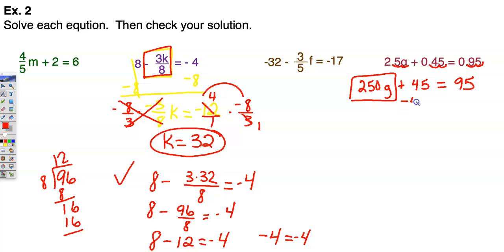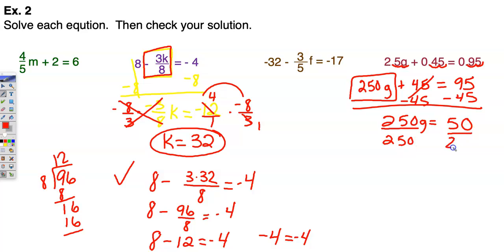We want to isolate that, get rid of our 45. So we end up with 250g equals 50. And then to isolate g, I'm going to divide both sides by 250. So g is going to equal 50 over 250. One thing I could do is divide each of these by 10, and that gets rid of zeros. So I end up with 5/25, which is also 1/5. Now, since I started with decimals, I probably want to end with decimals, so 1/5 would be the same thing as 0.2. And then we could plug that back in the original and find that that actually works.